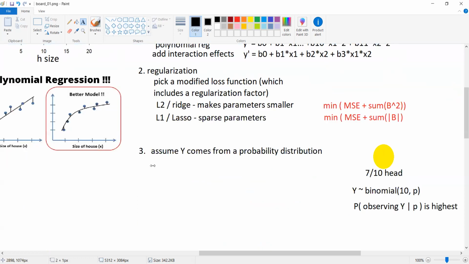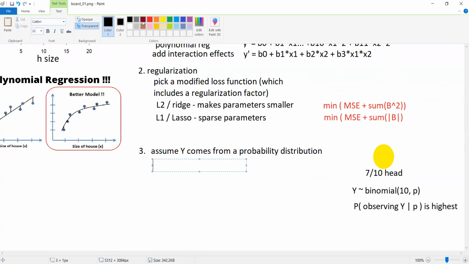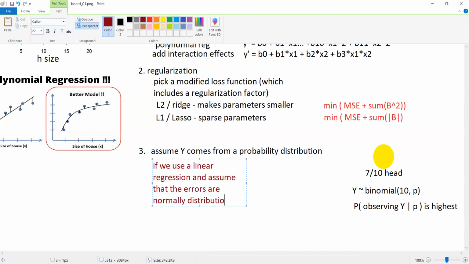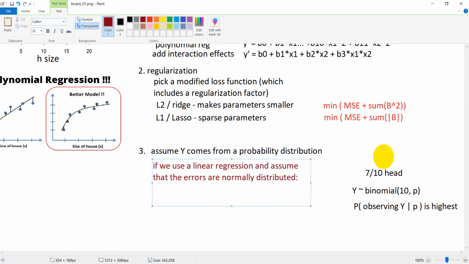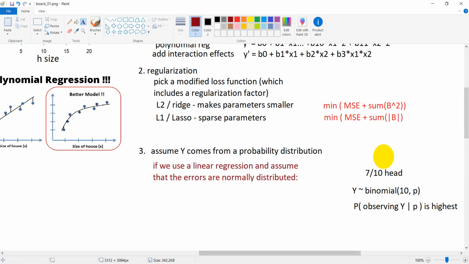Excellent. Now, one of the things that we have to remember is what happens in linear regression if we use a linear regression and assume that the errors are normally distributed. I'm going to visualize it before I tell you what happens.